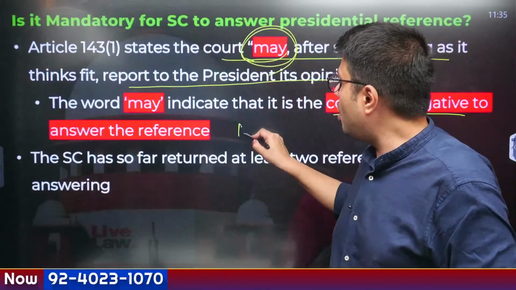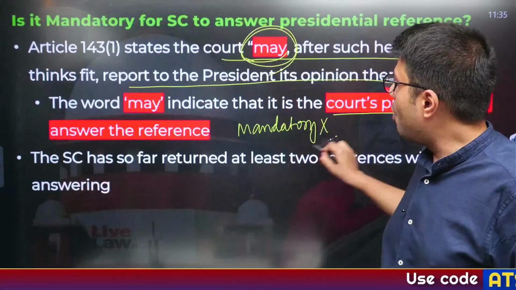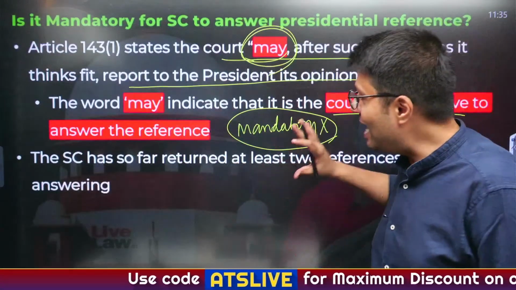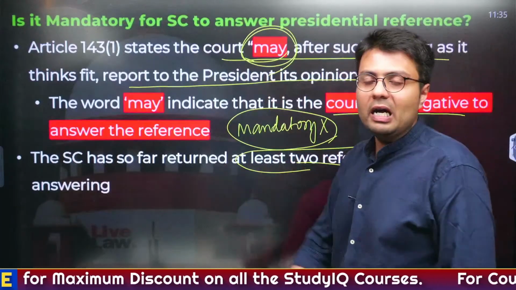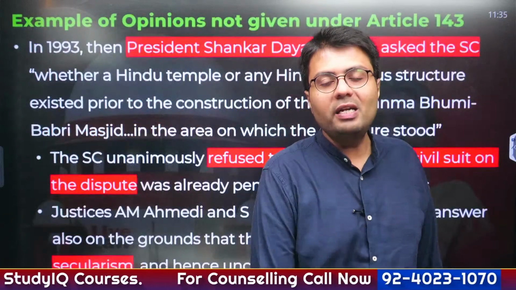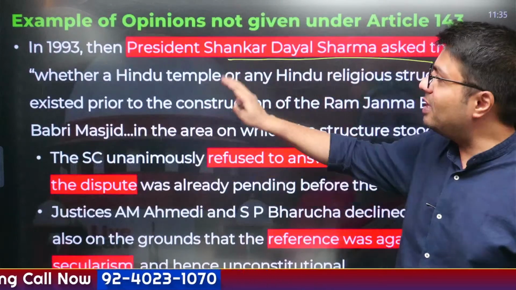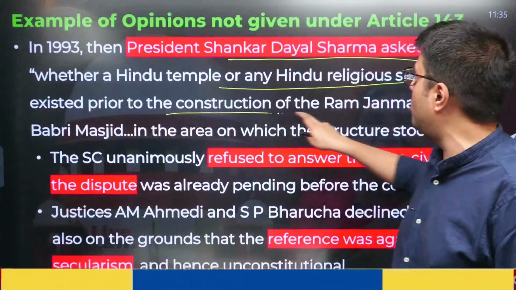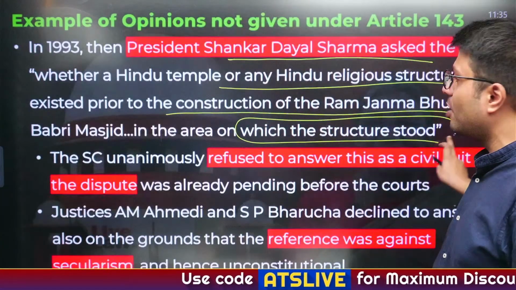So it is not mandatory, but rather a discretionary power of the Supreme Court whether it wants to give this advice to the President of India. And historically, the Supreme Court has at least two times not given a legal opinion to the President. One very notable instance was in 1993, when then President Shankar Dayal Sharma asked the Supreme Court whether a Hindu temple or any Hindu religious structure existed prior to the construction of the Ram Janmabhoomi Babri Masjid in the area where the Babri Masjid structure stood.